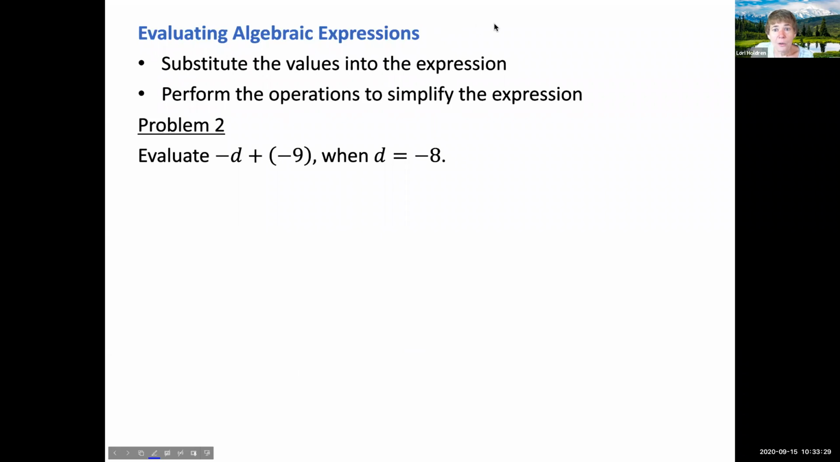Next, when we're evaluating an expression, what that means is we're going to be substituting into the expression whatever value they give us for the variable. And then we're going to do the order of operations we see and simplify. So here's an expression, negative d plus negative 9. And they want us to evaluate it when d is negative 8. So go ahead and give that a try.